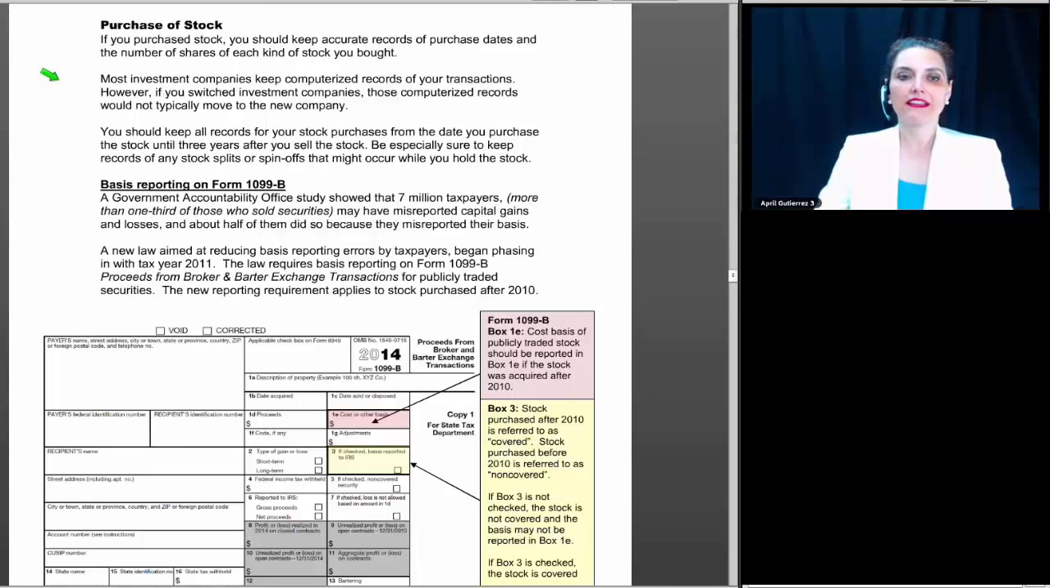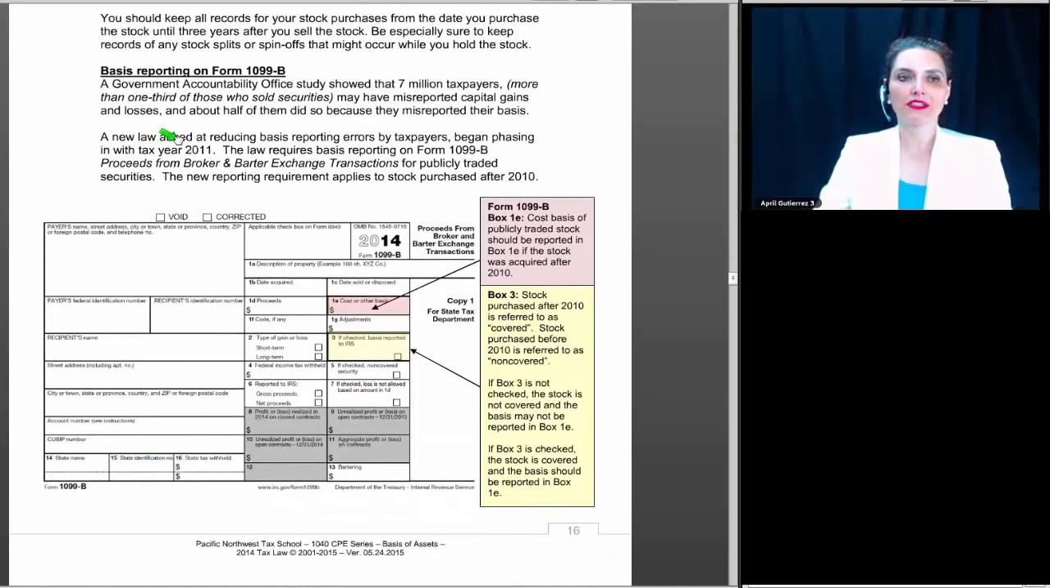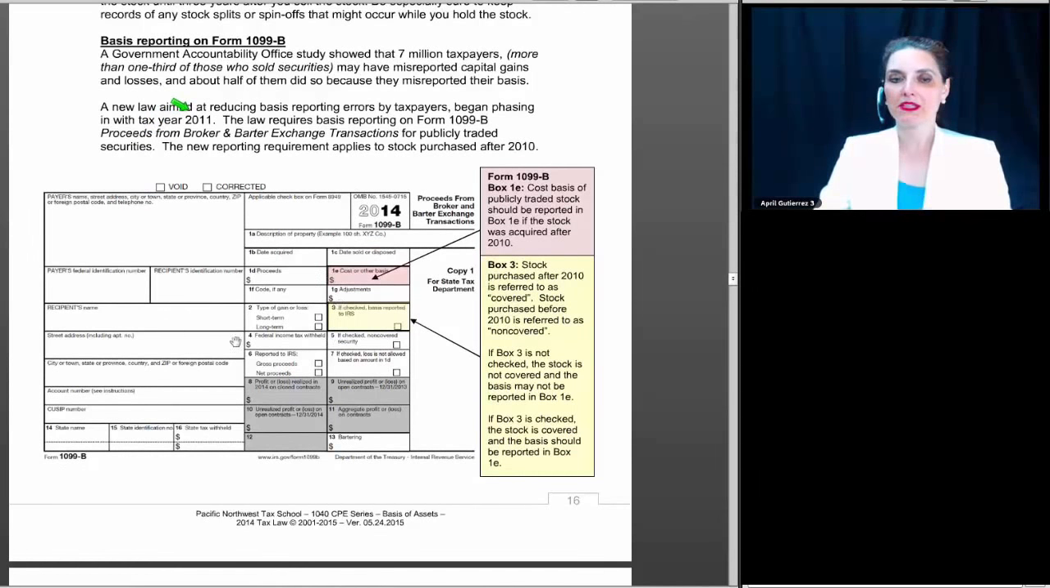So let's take a look at the 1099-B because, of course, 1099-B now provides space for reporting basis, and in the past it did not. Box 1E is used to report cost or other basis, and if the stock was acquired after 2010, there should be a number here. And in addition, if the stock was acquired after 2010, it is deemed to be covered stock, and this box should be checked.